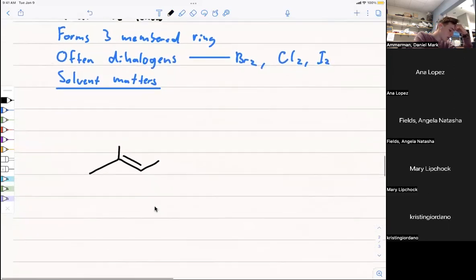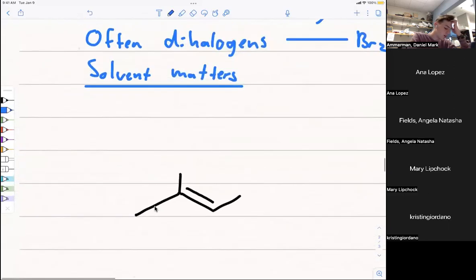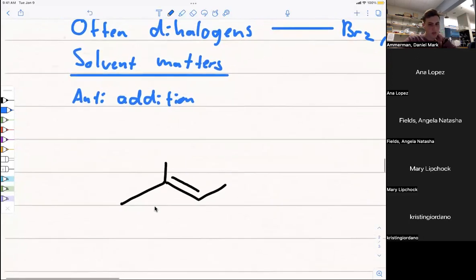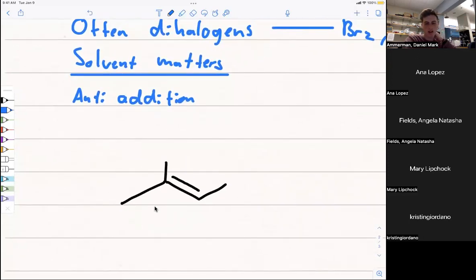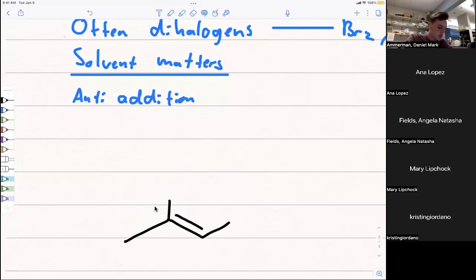Oh, one other thing that I forgot to put on here is that it's an anti-addition. So whichever side the first one adds on to is going to be anti the second one. So it kind of produces a racemic mixture, but not really, because they're not really stereocenters. Or they're not guaranteed to be stereocenters. So we have to be careful saying that.